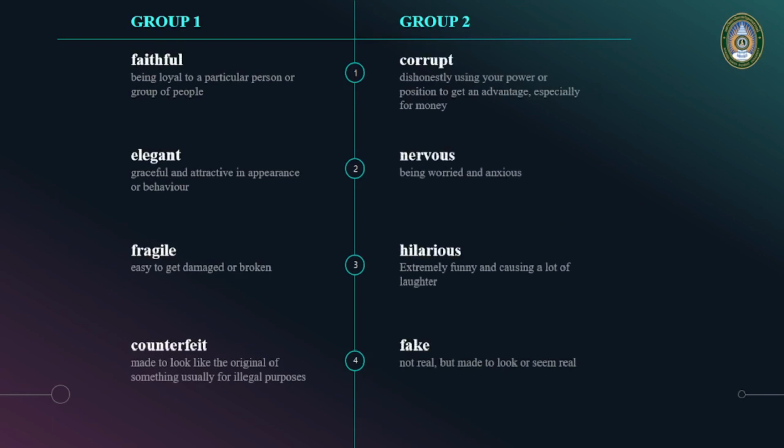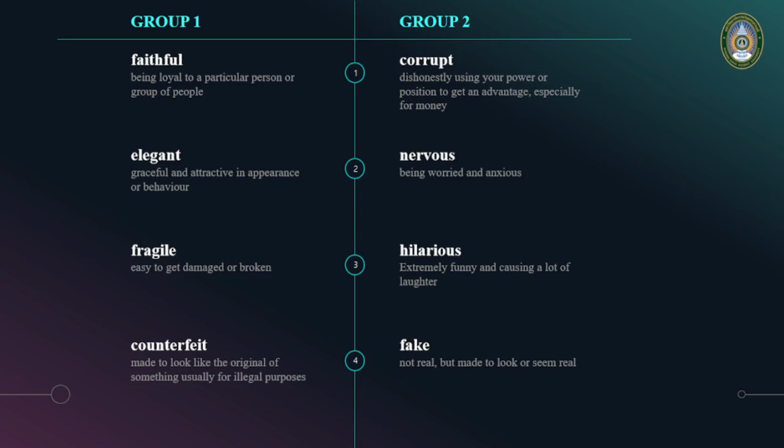Okay, so we have faithful, elegant, fragile, counterfeit, corrupt, nervous, hilarious, and fake. Okay, so faithful and corrupt. Do they mean something similar? If not, then the next word, faithful and nervous. Do they mean something similar? No, they don't. Okay, faithful and hilarious. Hilarious means extremely funny and causing a lot of laughter. Okay, so no, they don't. And fake, not real, but made to look or seem real. So faithful and fake, they don't have the same meaning.